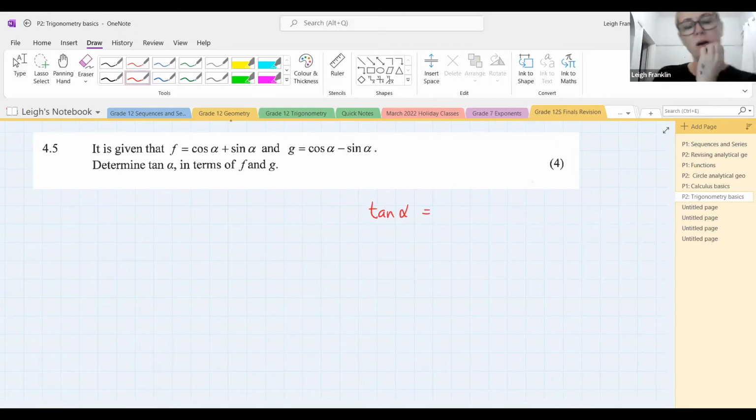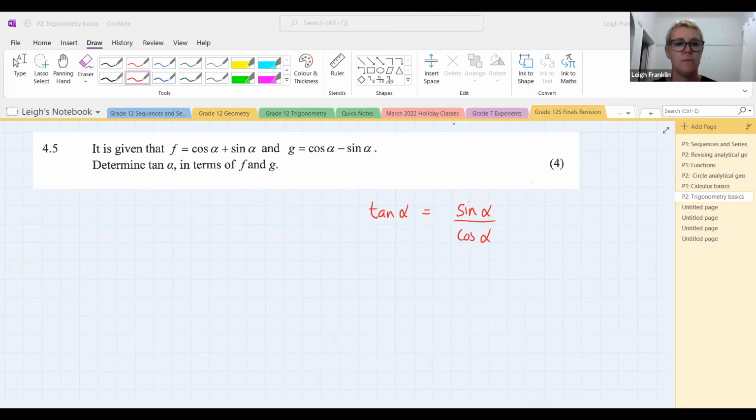So tan alpha would be sine alpha over cos alpha. Quite right. That gives us at least a starting point. We need to write an expression for sine alpha and cos alpha, because if we can put the one over the other, then we've got an expression for tan alpha. So that gives us an idea of where to go with this.